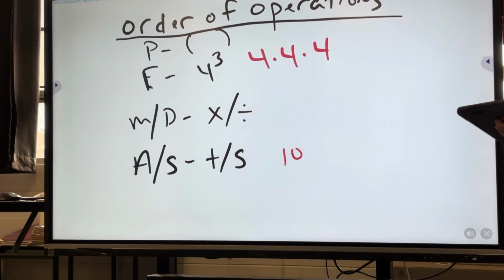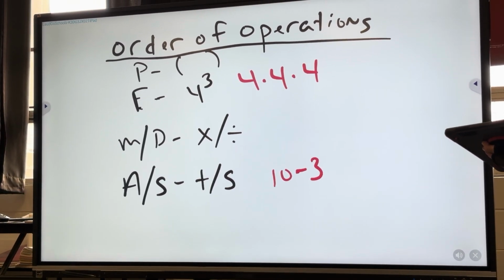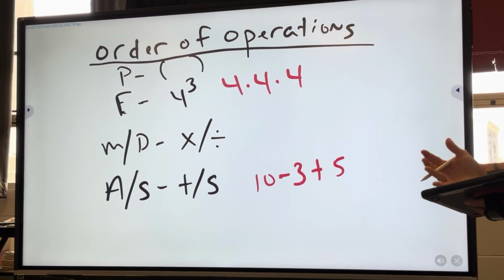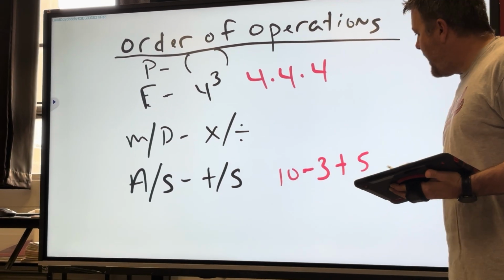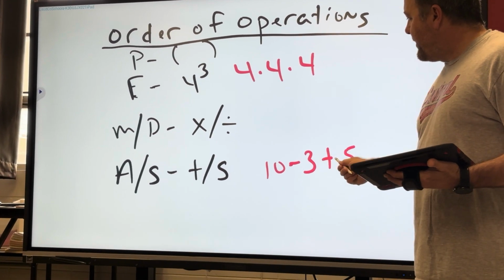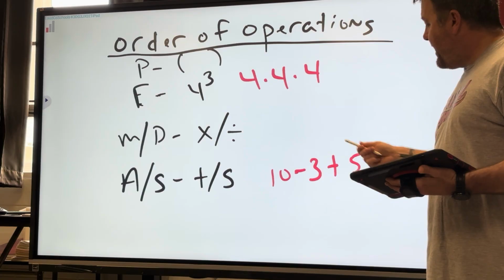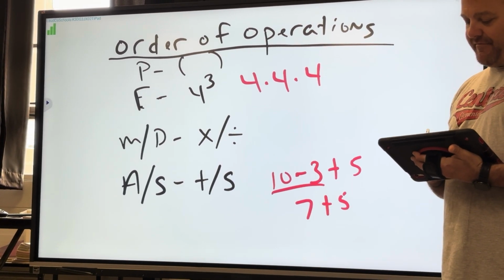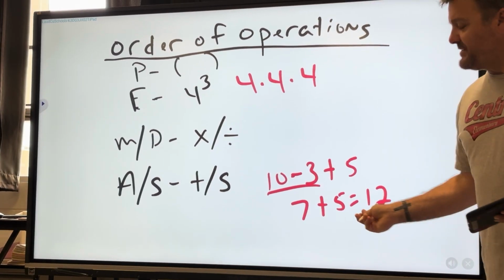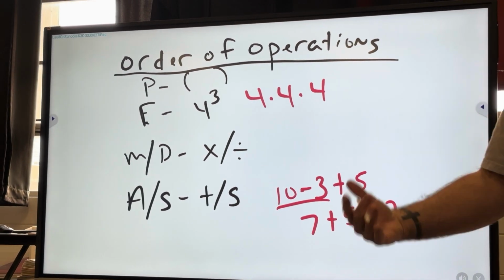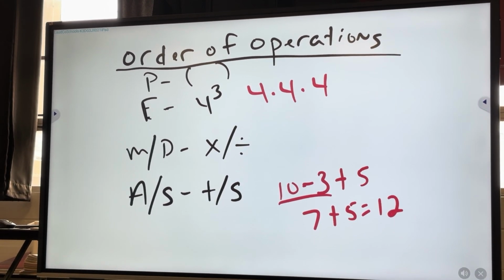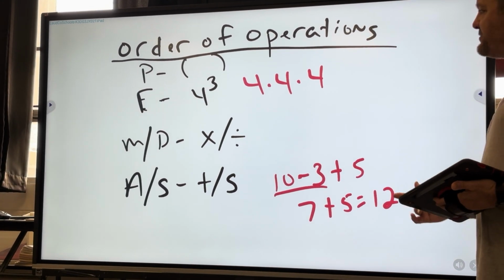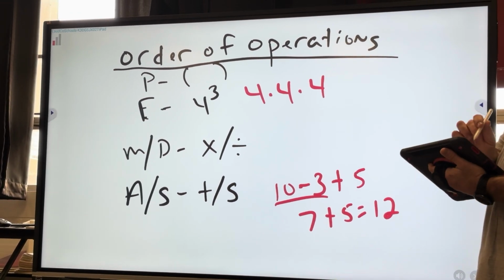Look at this problem right here. 10 minus 3 plus 5. I'm going to work this problem from left to right. It has both in there, so if I work it from left to right, the first thing I'm actually going to do is 10 minus 3, and then I'm going to add the 5 to it and get 12. So that would be the proper order in which you work it. So don't think you always have to add before you subtract, that kind of stuff. That is not the case.